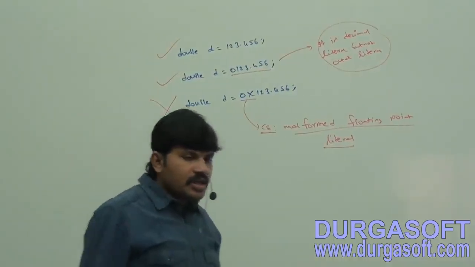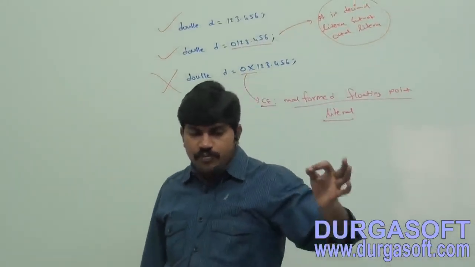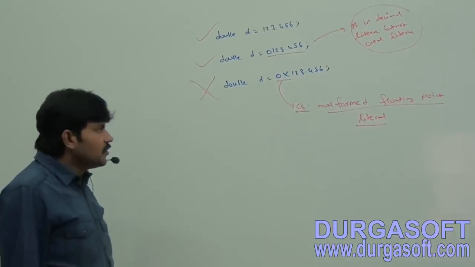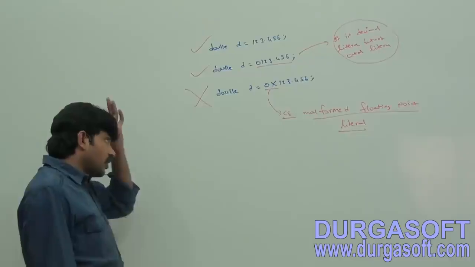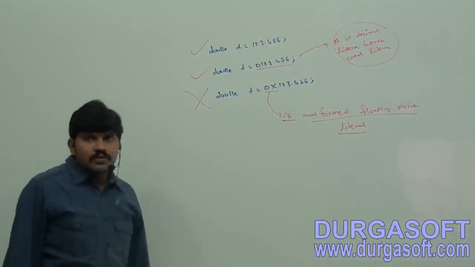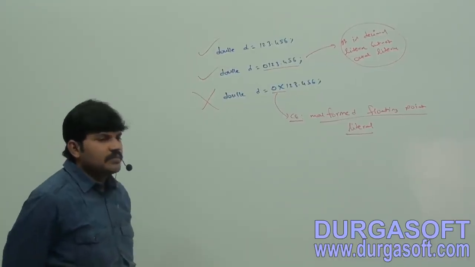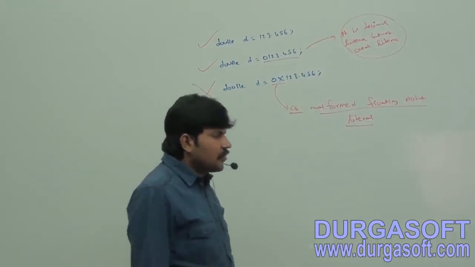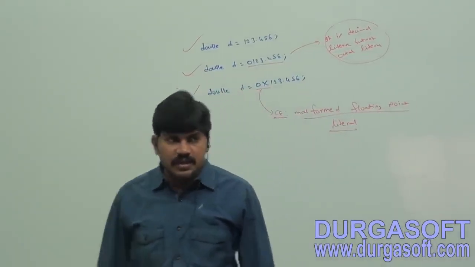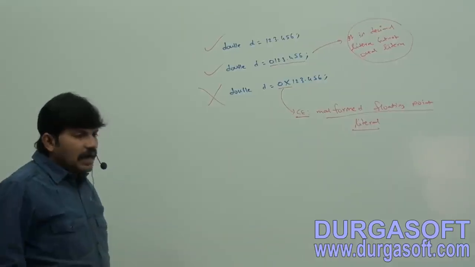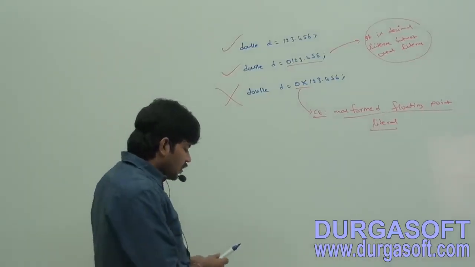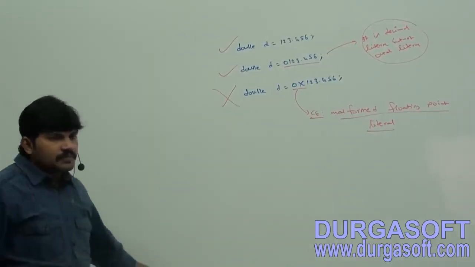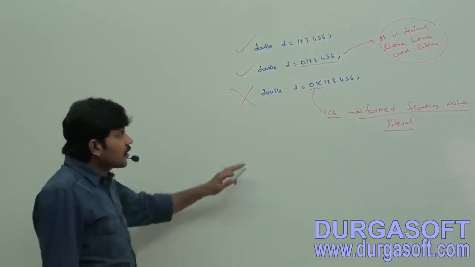At this point, we can specify floating point literals only in decimal form, and we can't specify them in octal and hexadecimal forms. Are you getting the point, right?